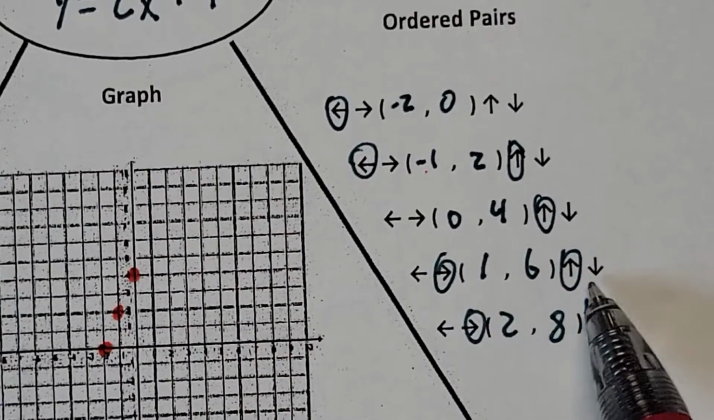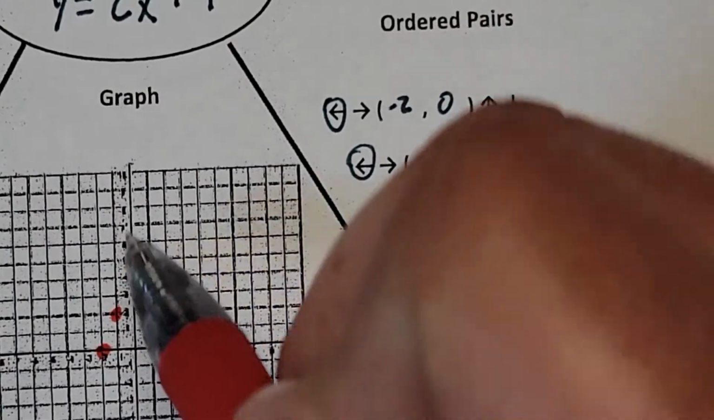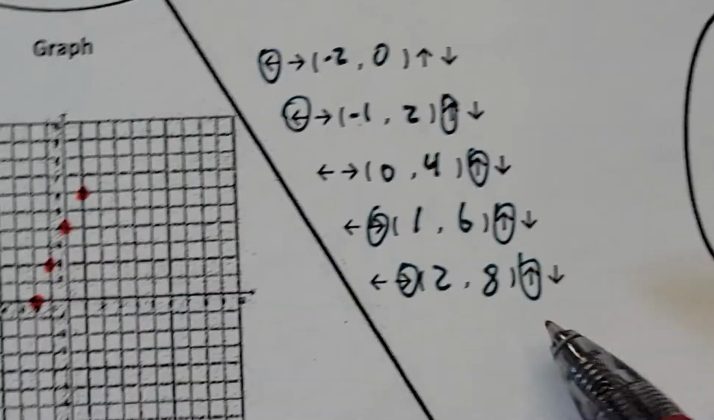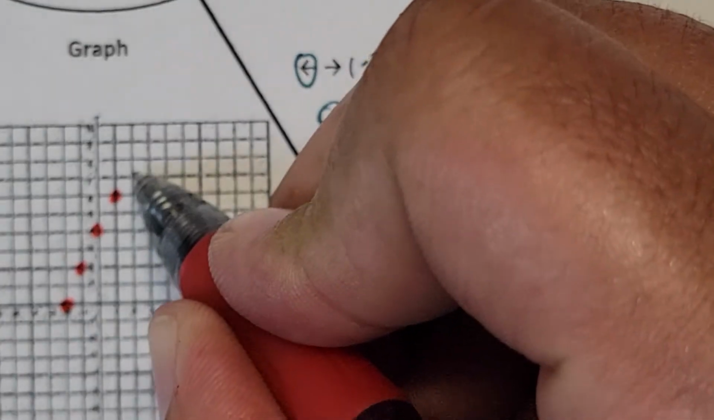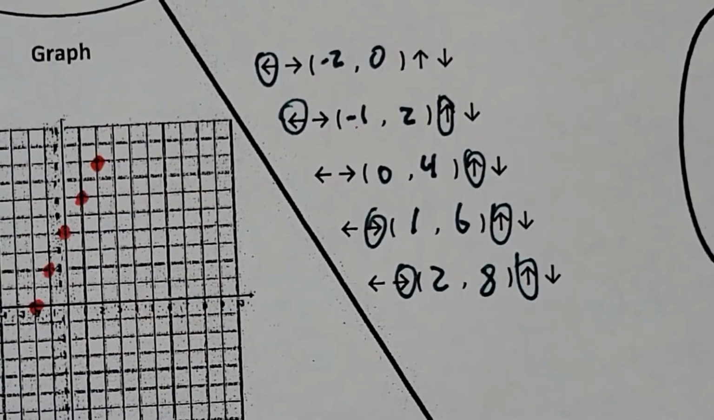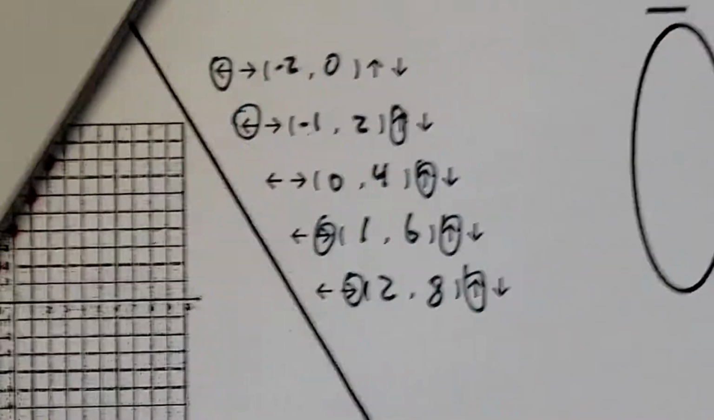1 to the right, 6 up. 1, and then 6. And then 2 to the right, and 8 up. 2, and 8. Okay. So let's try to connect them, guys. Just get something straight. Just connect these.